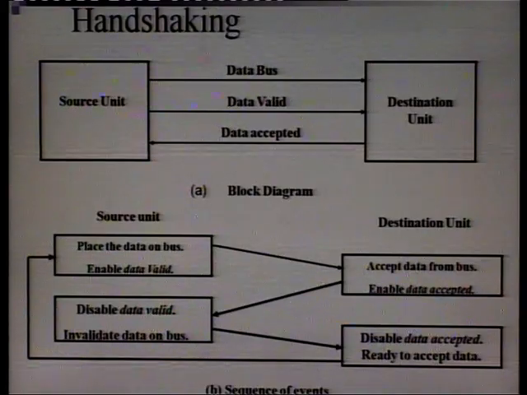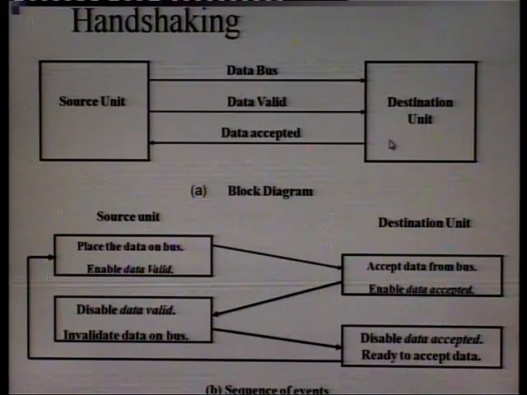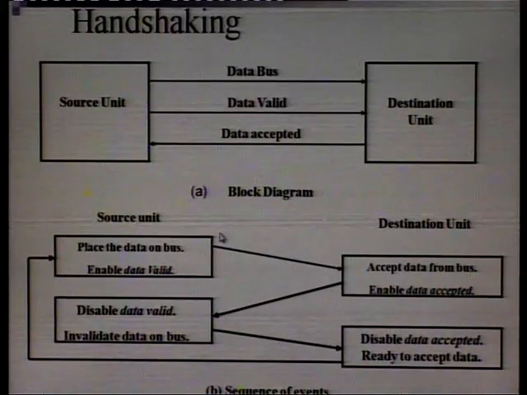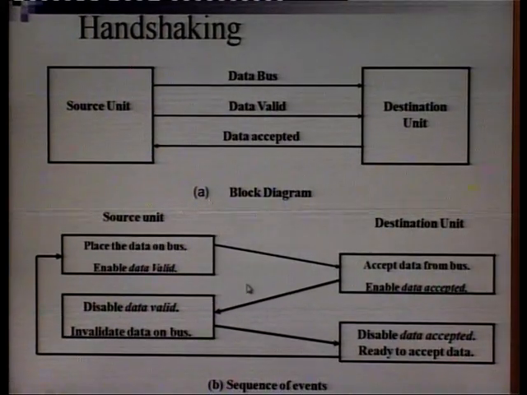This can be explained by the diagram. In this diagram, the source unit sends the valid data by the data bus to the destination unit. The destination unit sends a reply to the source unit, that is, whether the data is accepted or not. So this can be explained by the sequence of events. This is the sequence of events.